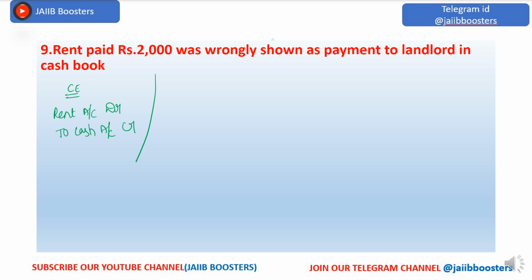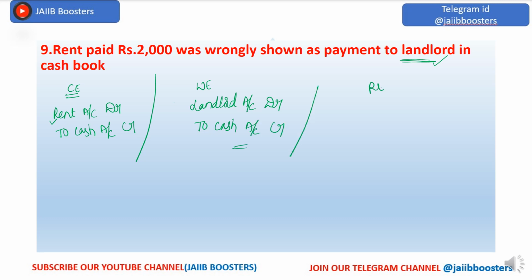But what is the wrong entry we have done here? Here, payment to landlord in cash book. Instead of rent account, we are showing it as landlord in the cash book. So this is the wrong entry. Instead of rent, we have used the landlord account. We have debited that account and credited the cash account. This is the wrong entry we have done there.